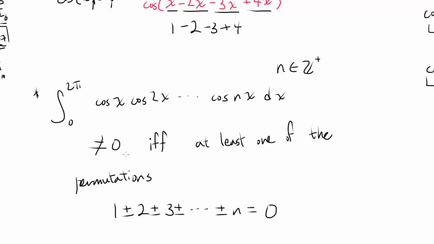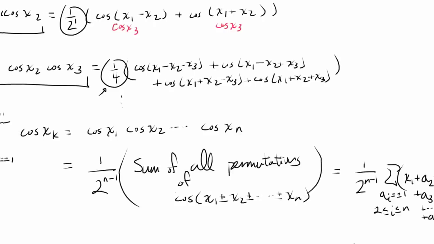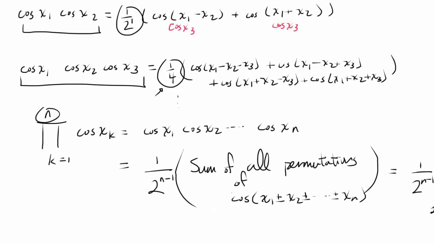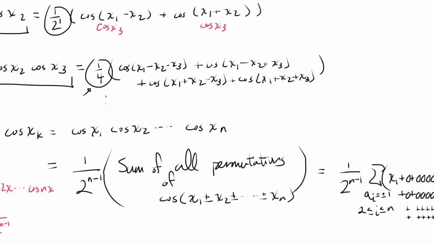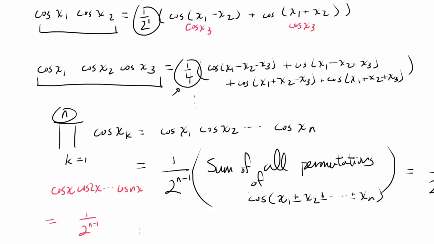I'm just trying to make this statement more formal and make sure we understand it inside out and there are no contradictions. So using this, we can say the expression we have, cosine of x times cosine of 2x all the way to cosine of nx, is equal to 1 over 2 to the n minus 1 power, since we have n of them, times the sum of all permutations of cosine of x plus or minus 2x plus or minus 3x all the way to plus or minus nx.